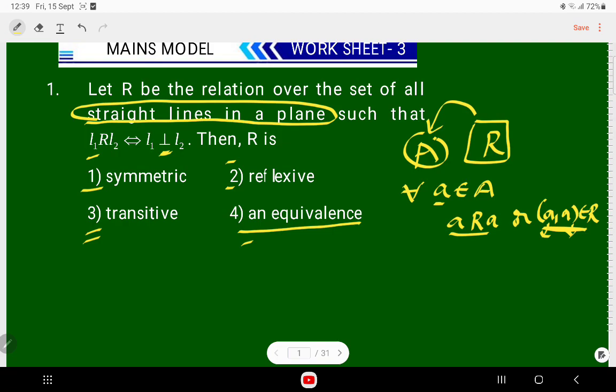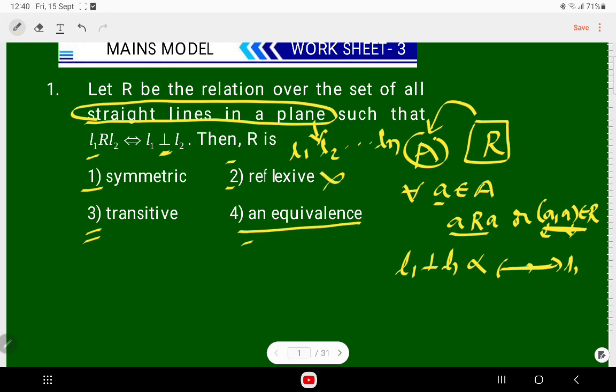So for reflexive we take only a single element. That element must be related to itself. Suppose there are n elements in this set, n straight lines, L1, L2, L3 and so on. Is every line perpendicular to itself? No, every line is not perpendicular to itself. Every line is parallel to itself, because coincident lines are also parallel. So that's why it is not reflexive. R is not reflexive.